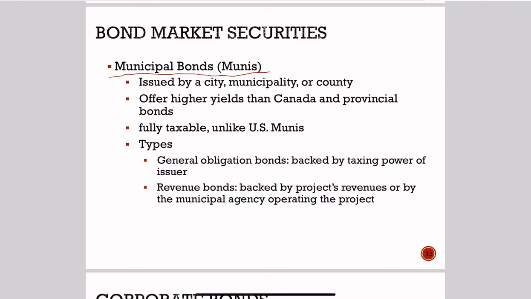There are also different types of municipal bonds. The first one is called general obligation bonds. It is backed by the taxing power of the city. Then there are also revenue bonds. It is backed by the project's revenue or by the agency which is operating the project. So generally, I would say general obligation bonds have lower risk compared with revenue bonds.